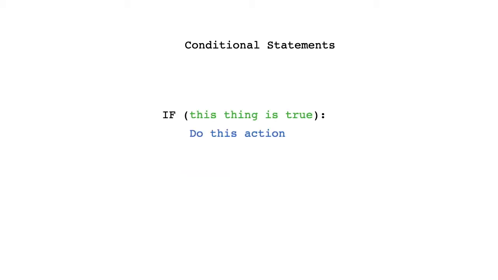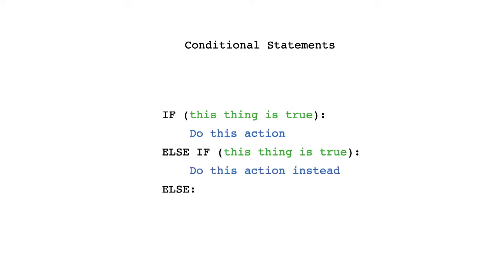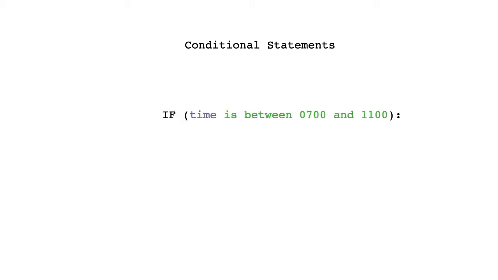If this is true, do this. Else if this is true, do this. If all the above fails, just do this. Hopefully you get the gist. You can just add as many else-ifs as you wish based on how many conditions you require. So in our example, if the time is between 7 and 11, make a coffee, otherwise make a tea.